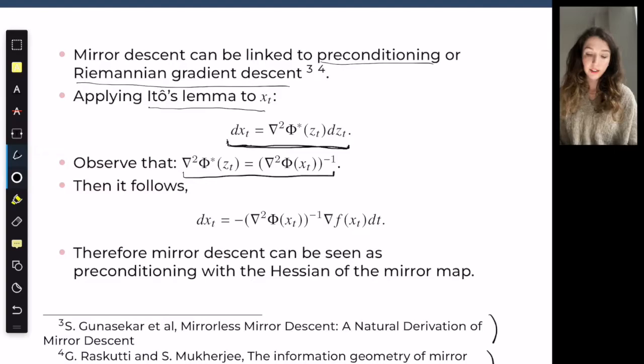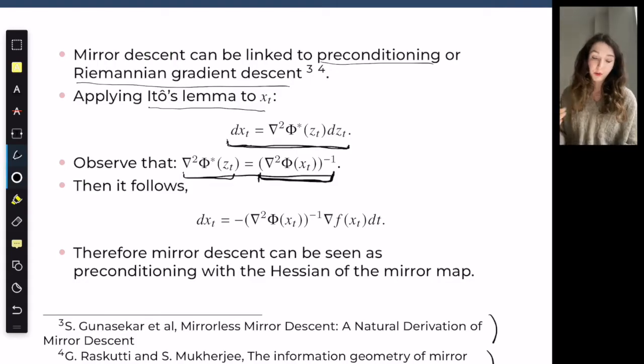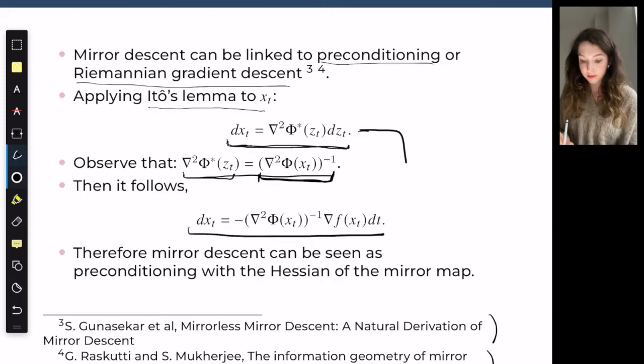using this identity, that the second order derivative, the Hessian of this convex conjugate, is equal to this term over here, so the inverse of the second order derivative of the mirror map phi itself, then again using this, we obtain this equation here, which basically says that the evolution of xt is a kind of preconditioned gradient descent. So we precondition this gradient of f using this inverse of the Hessian of our mirror map phi.